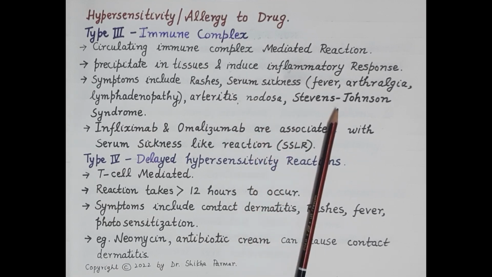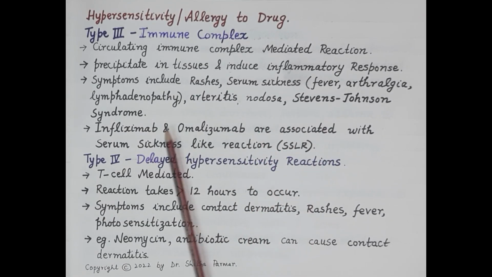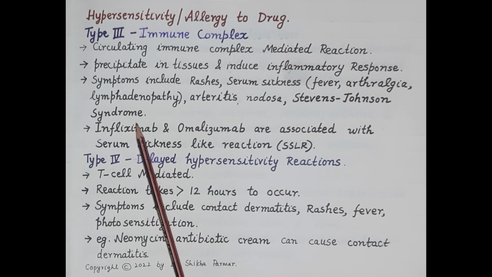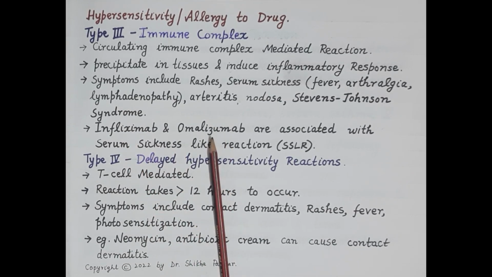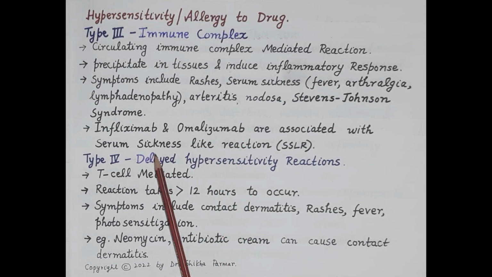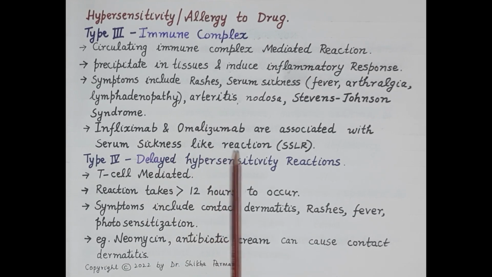Another symptom is the Stevens-Johnson syndrome. Now, this is a severe allergic reaction which can also be fatal. Now, infliximab is a monoclonal antibody used in the treatment of autoimmune diseases. Then another drug, omalizumab, another monoclonal antibody used in the treatment of severe asthma, are associated with serum sickness like type 3 allergic reactions.